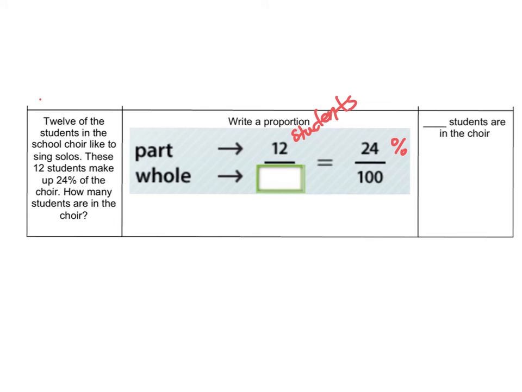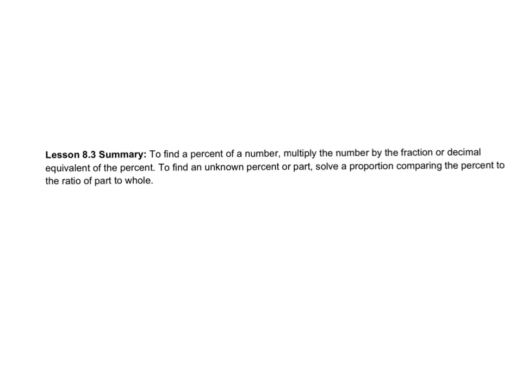And we're trying to figure out the whole. What number would go here to make these two ratios equivalent? So we can think in our brains, 12 times what gets me to 24? Oh, well, 12 times 2. So this number times 2 would get me to 100. And that will tell me how many students are in the whole choir. So I know that 50 times 2 will get me to 100. So 50 students are in the choir.